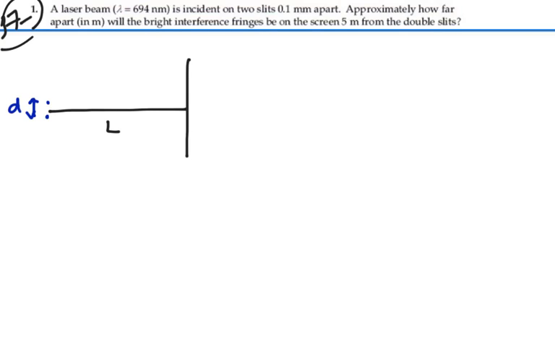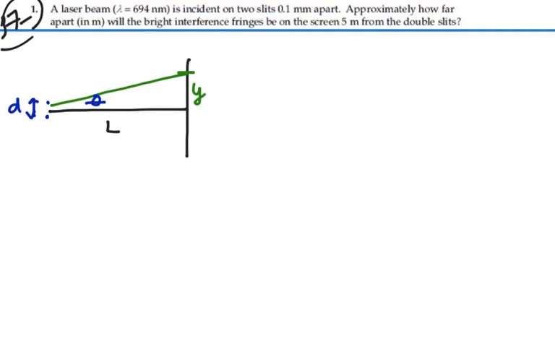There will be light coming from these slits that will form an interference, constructive interference at some point, giving us a maxima at a distance y from the central point on the screen. And this will be at some angle theta.